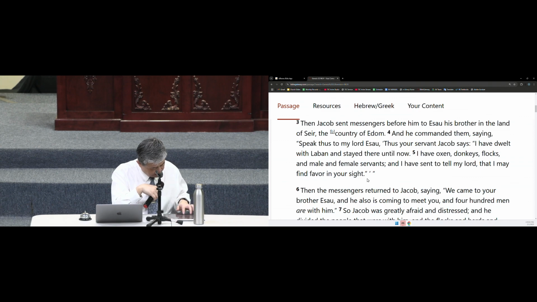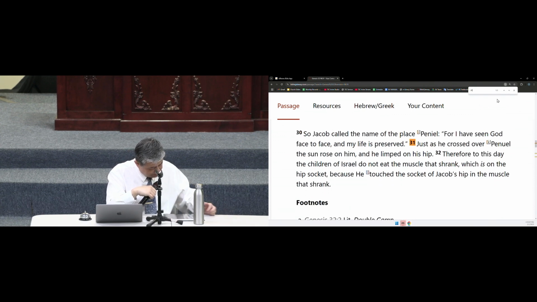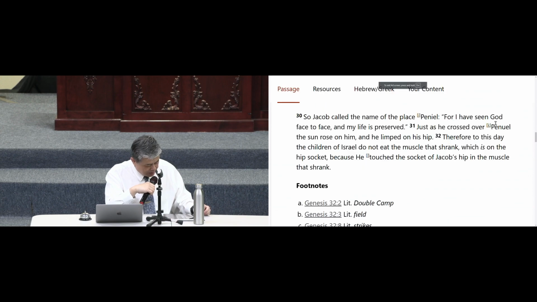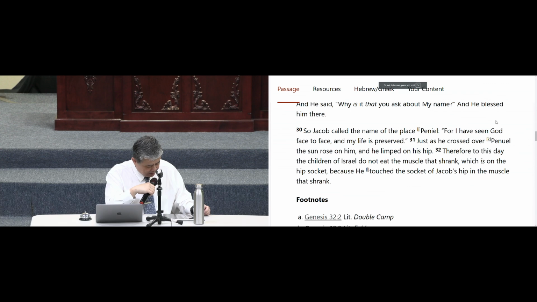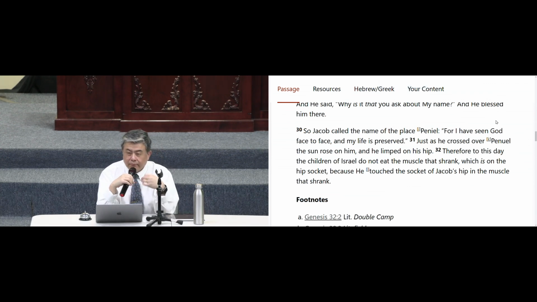Okay, that's good. Let's look at verse 31. You can read whatever version you're looking at. Here, I'm reading from this BSB. The sun rose above him as he passed by Penuel, and he was limping because of his hip. So in chapter 28, the sun set. Chapter 32, the sun rose.